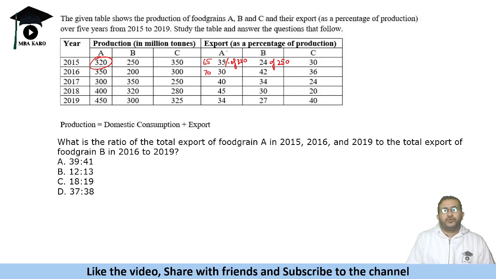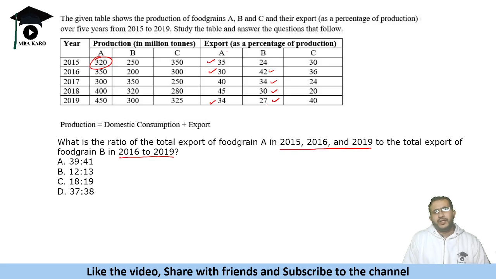What is the ratio of total export of food grain A in 2015, 16 and 19 to the total export of food grain B in 2016 to 19? So A in 2015, 16, 19 and export of B in 2016 to 19. Now, by looking at the question itself, you know that it is going to be time consuming. So ideally this should be skipped in the exam. But we will calculate these values for now.